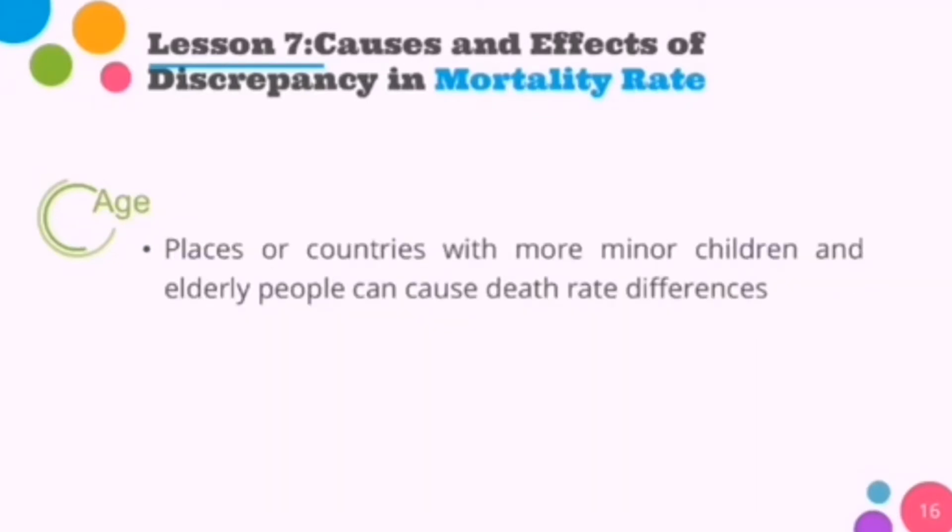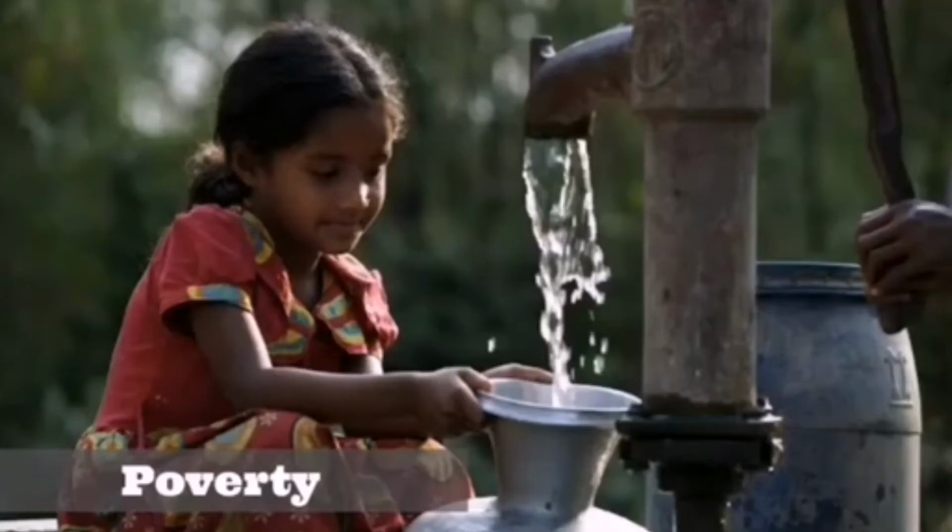Age is another reason that creates discrepancy in mortality rate. Places or countries where minor children and elderly people are more in number, they have higher mortality rate than the countries where minor children and elderly people are less in number. Poverty is one of the most important causes that can create mortality rate differences around the world.